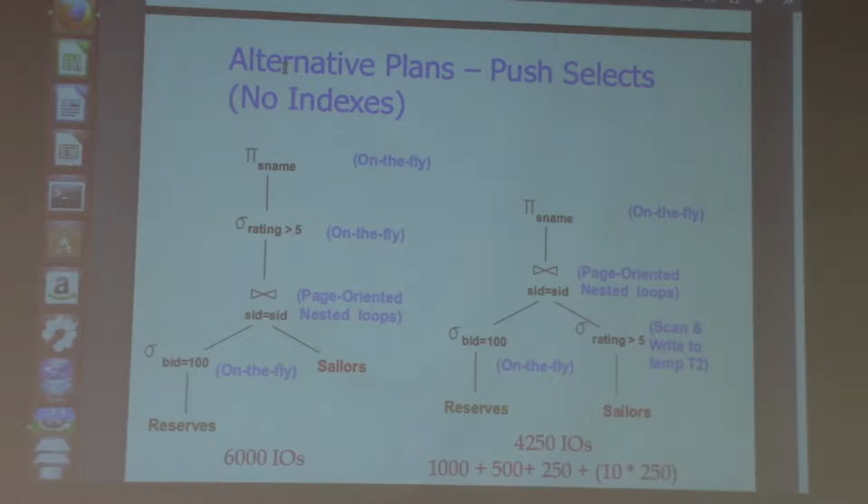So what will be your cost? This step, from here to here, is 500 read and write. What about this step? Well, for every 100 pages I need to scan, but not 500 pages, only 250 pages. And that's how you get that value.